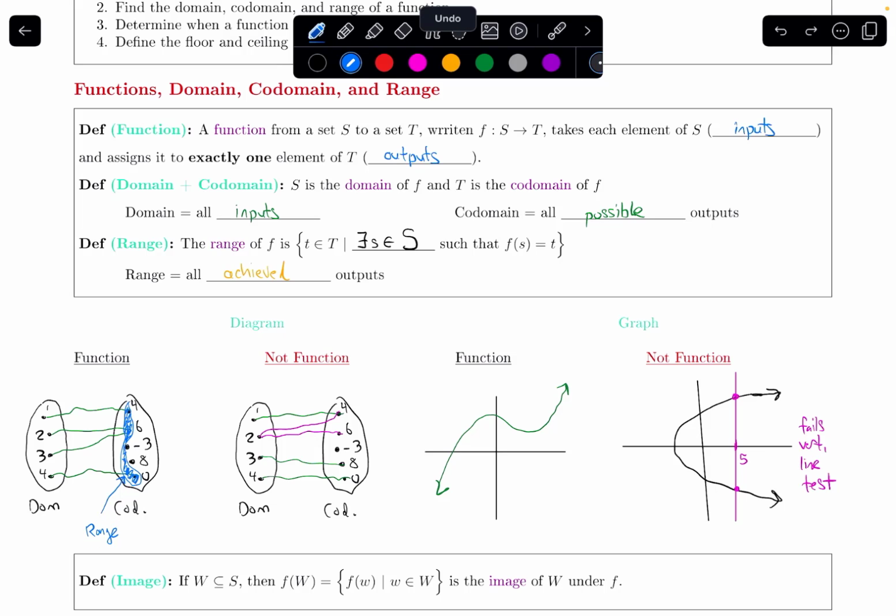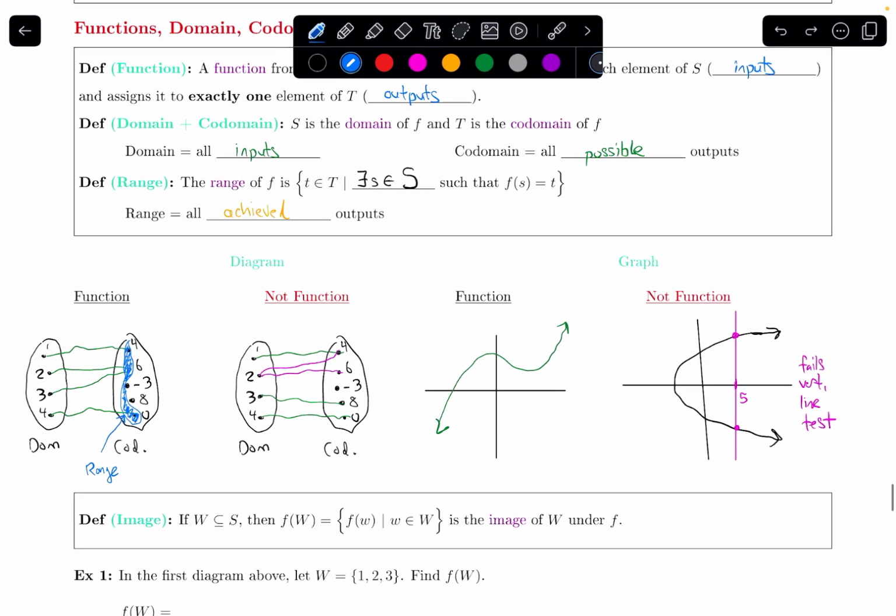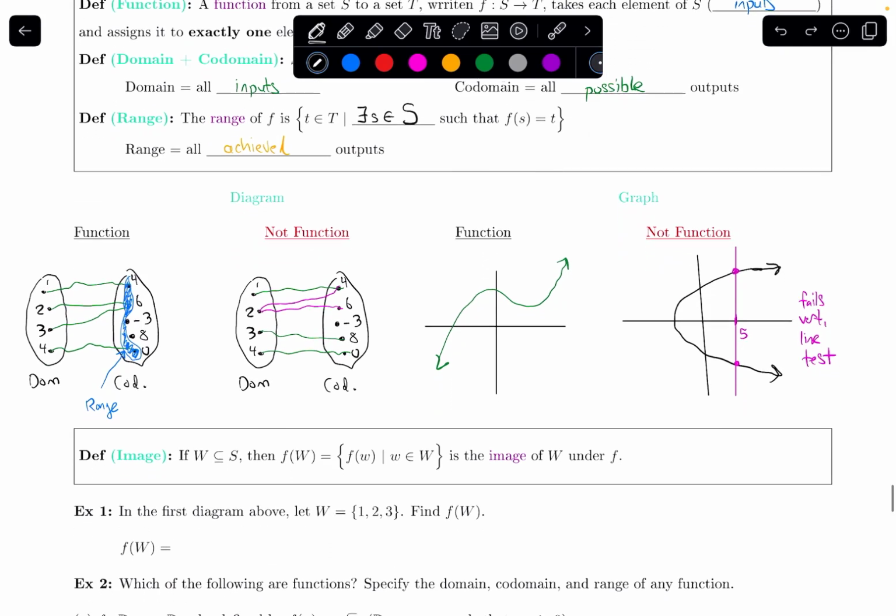All right, so we're ready for another definition of what's called the image. So if W is a subset of S, meaning it's a subset of this domain, the way I read this is, it's the set of f(w), where lowercase w is an element of capital W. And what that means is, when I input the elements of my set into the function, what are the outputs I get? So the easiest way to explain this is with an example.